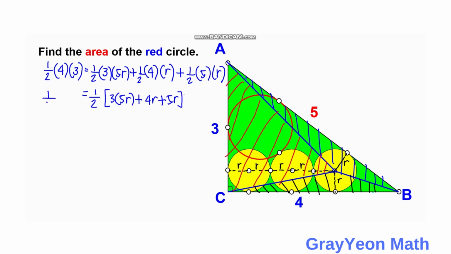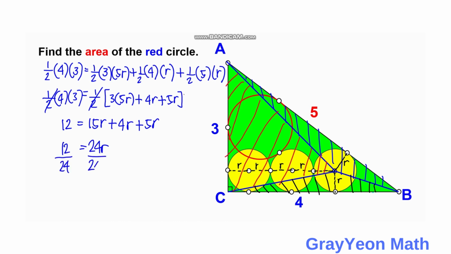We rewrite the left as 1/2 times 4 times 3, and we can cancel the 1/2, and this becomes 12 is equal to 15r plus 4r plus 5r, and this becomes 24r in total. So we have 12, divide both sides by 24. So we have r is equal to 1/2 unit.